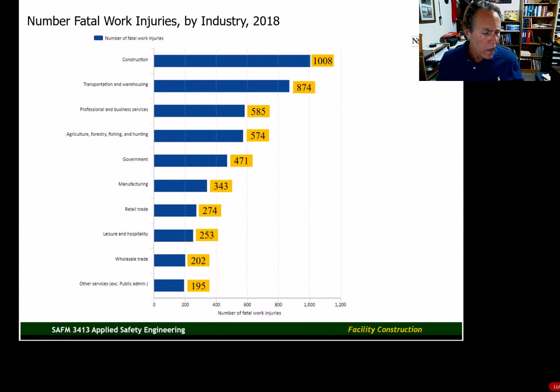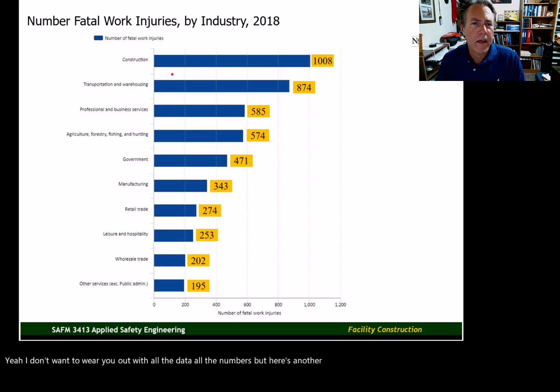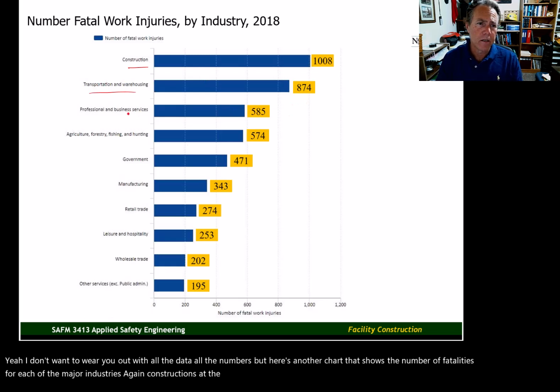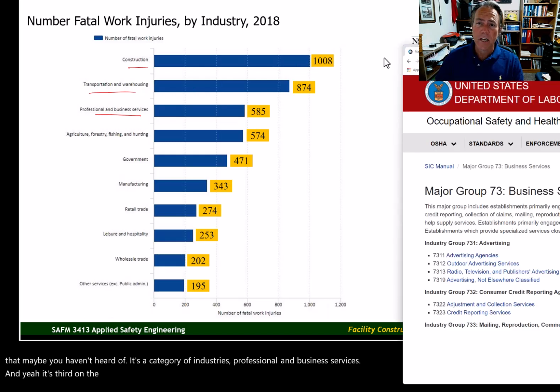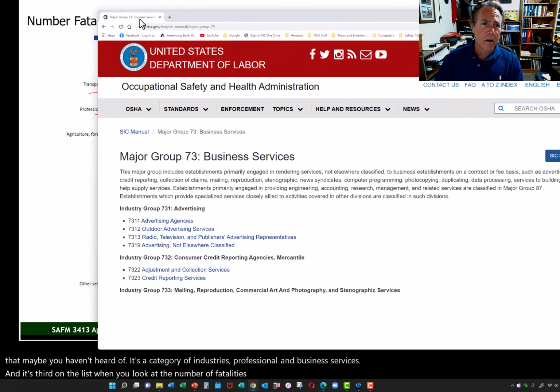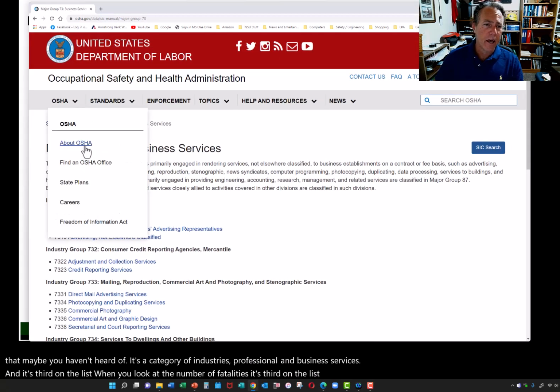I don't want to wear you out with all the data, all the numbers, but here's another chart that shows the number of fatalities for each of the major industries. Again, construction's at the top, transportation, warehousing. Then it's got an industry that maybe you haven't heard of. It's a category of industries, professional and business services. And it's third on the list when you look at number of fatalities. It's third on the list primarily because it's such a big category.